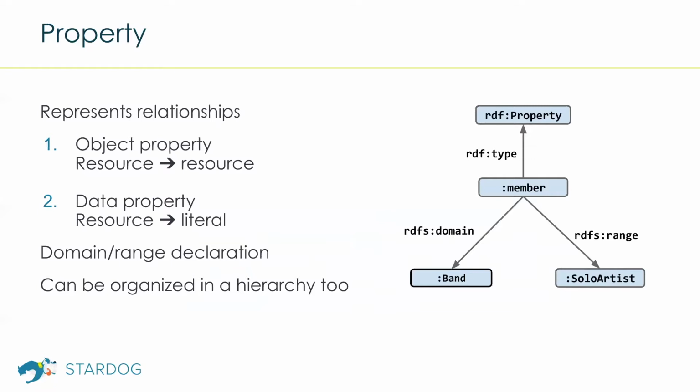So we know that if I have the Beatles member John Lennon, because I've specified my domain and my range, I now know that the Beatles are a band and that John Lennon is a solo artist. Just by defining the domain and range, my reasoner can figure that out, even if I don't have something explicitly saying that John Lennon is a solo artist.